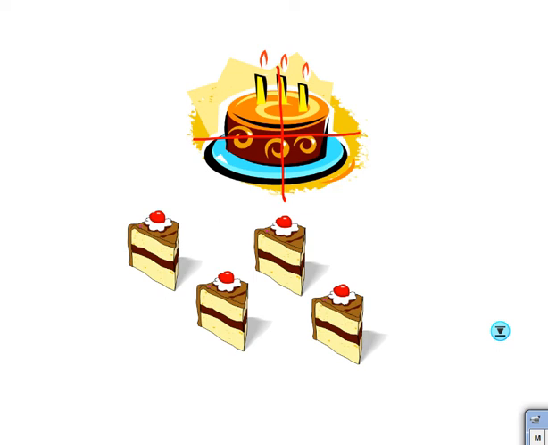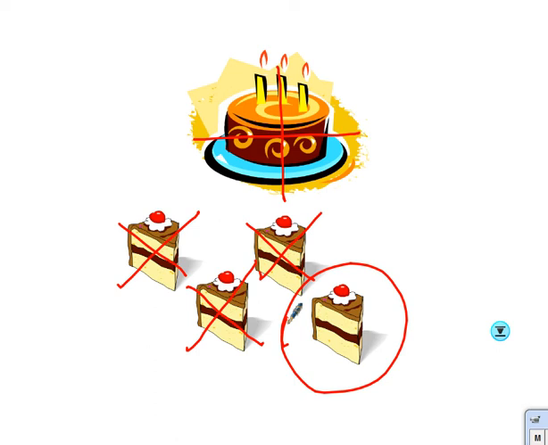Remember, 3 slices were eaten. 1, 2, 3. So now we have 1 piece left, and that piece is called our numerator. That gives us a fraction of 1/4, 4 being the total number of parts in a cake. In other words, the 1 slice that remains is the fraction 1/4 of the cake.